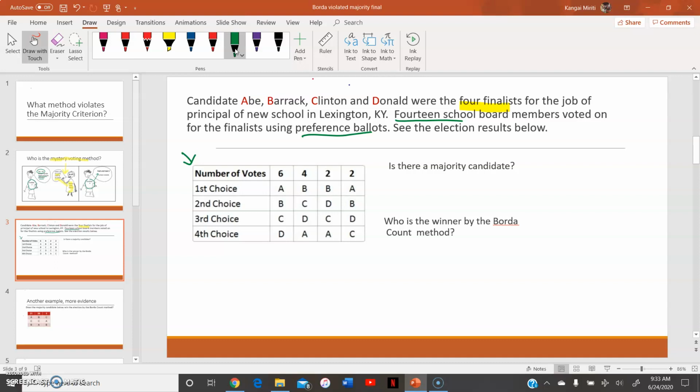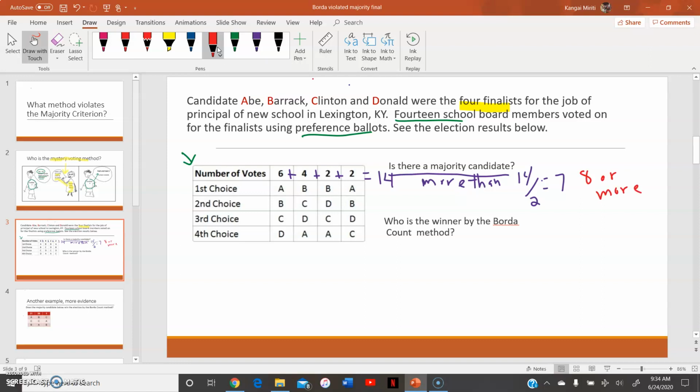So the first thing we want to see is, is there a majority candidate? Well, we know that there is a total of 14 voters because there are 14 school board members, and we know we need more than half of 14 to be a majority, so more than 7. So in other words, to have a majority candidate, we need 8 or more first place votes.